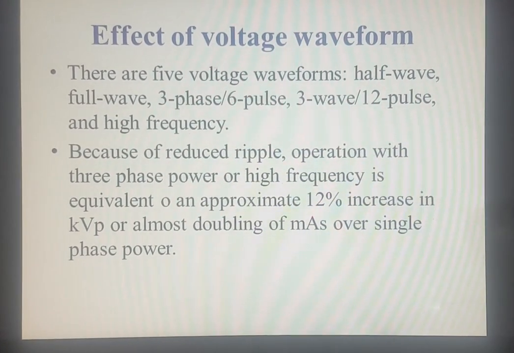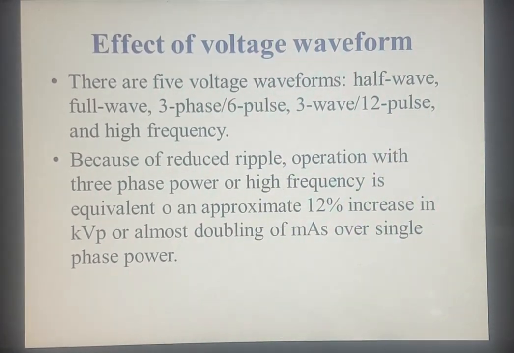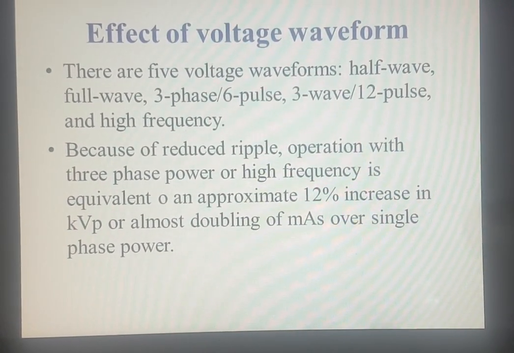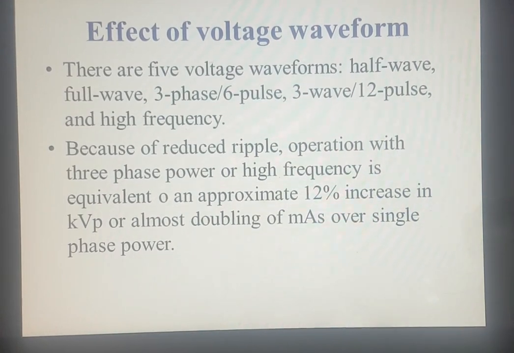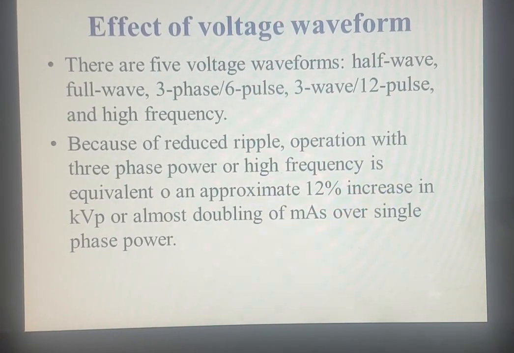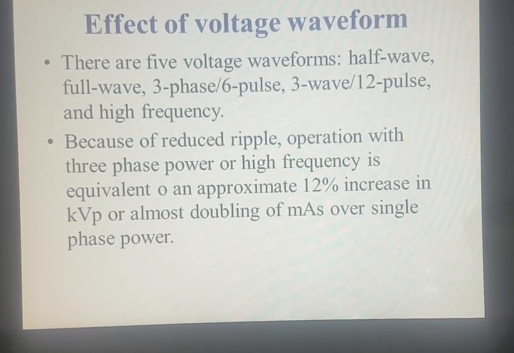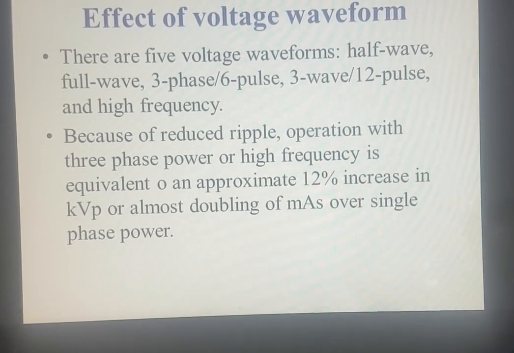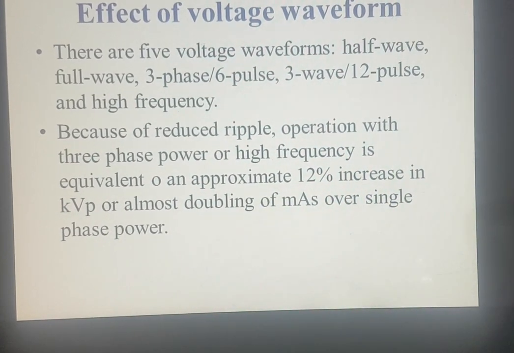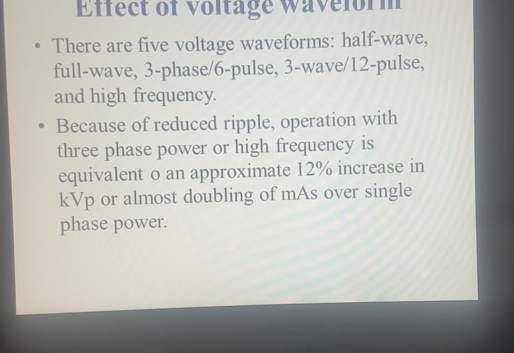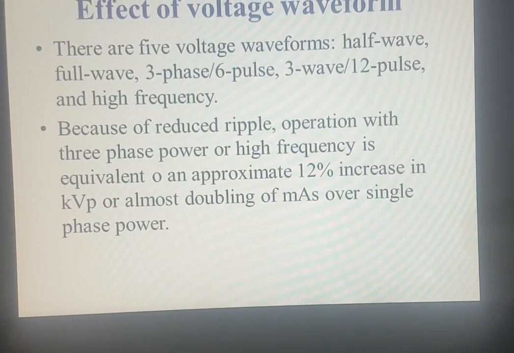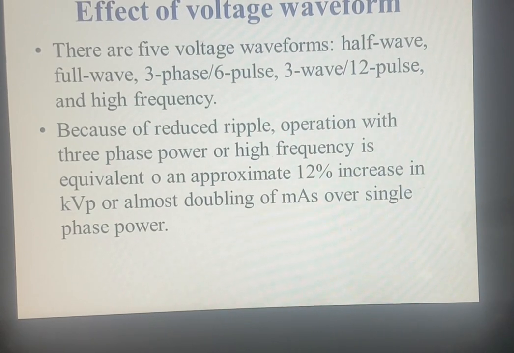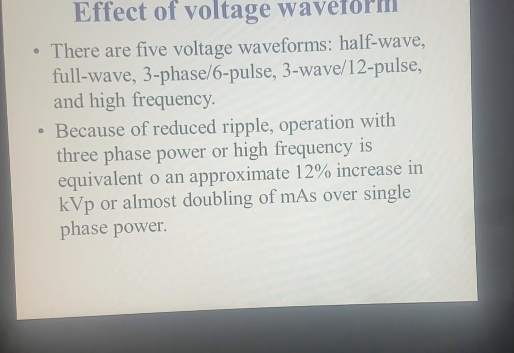So the last factor which is responsible for the effect on the X-ray emission spectrum is the effect of voltage waveform. There are 5 voltage waveforms: half wave, full wave, 3 phase 6 pulse, 3 phase 12 pulse, and high frequency. Actually the half wave rectified and full wave rectified voltage waveforms are the same, except for the frequency of X-ray pulse repetition.